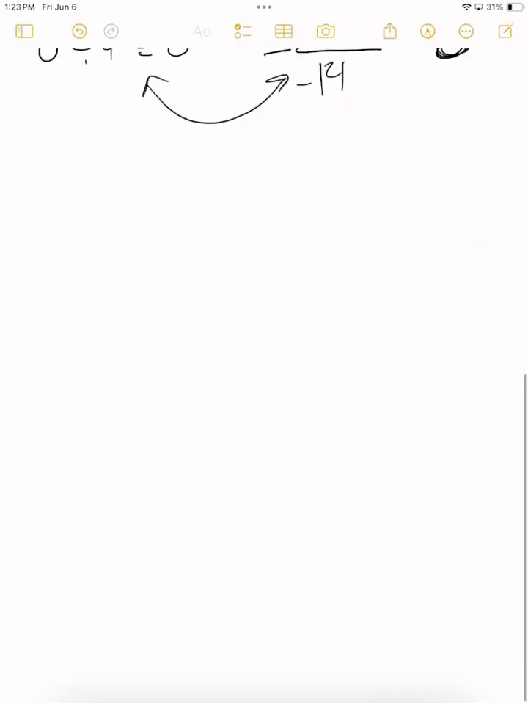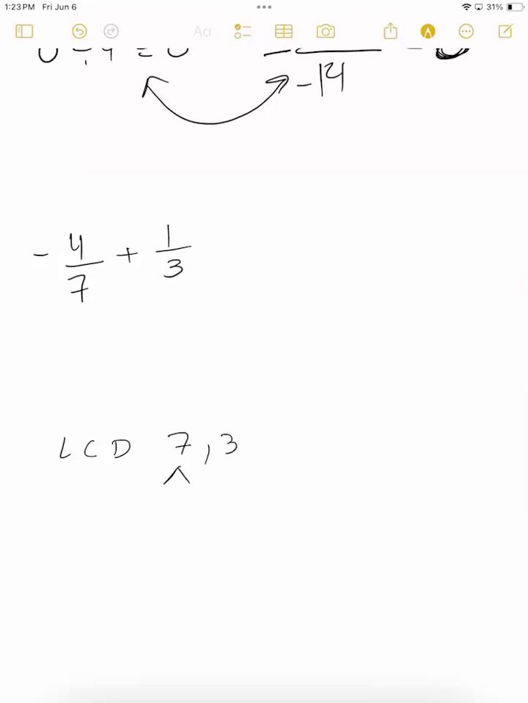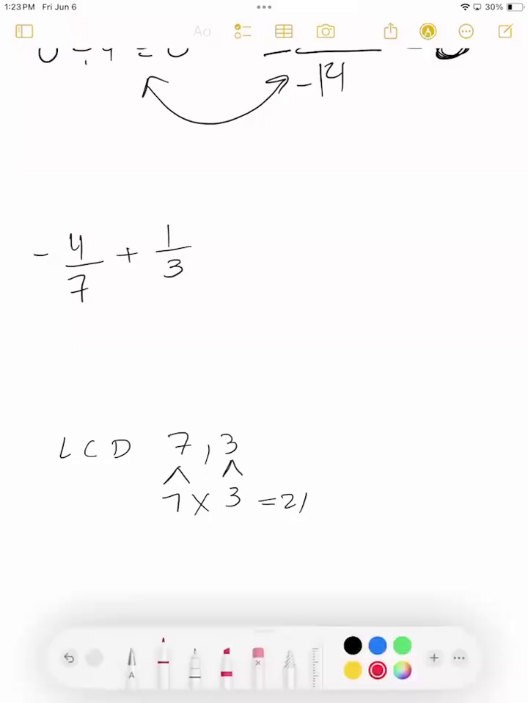So let's say we have negative 4 over 7 plus 1 over 3. I need to add or subtract because I have a fraction. I need to find a common denominator. My LCD for 7 and 3: 7 is made out of 7, 3 is made out of 3, because they're prime. 7 times 3 is 21. So the common denominator, or least common denominator, is 21. We want this to be 21 and we want this to be 21.